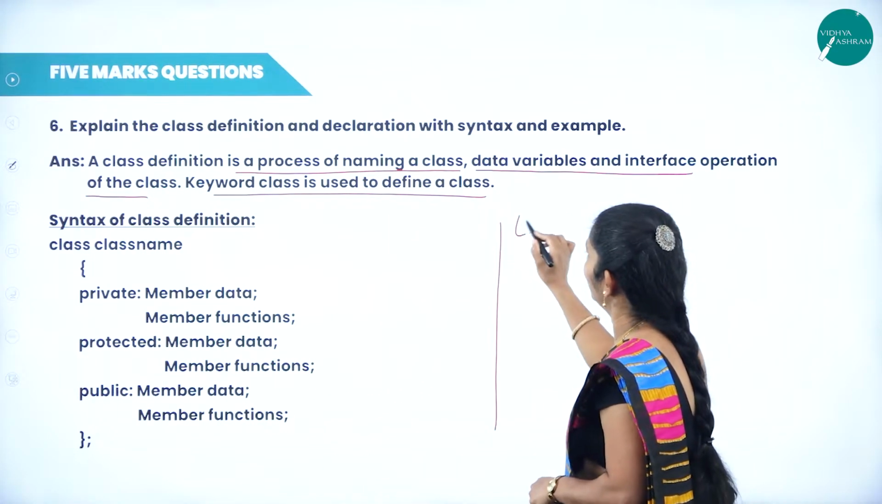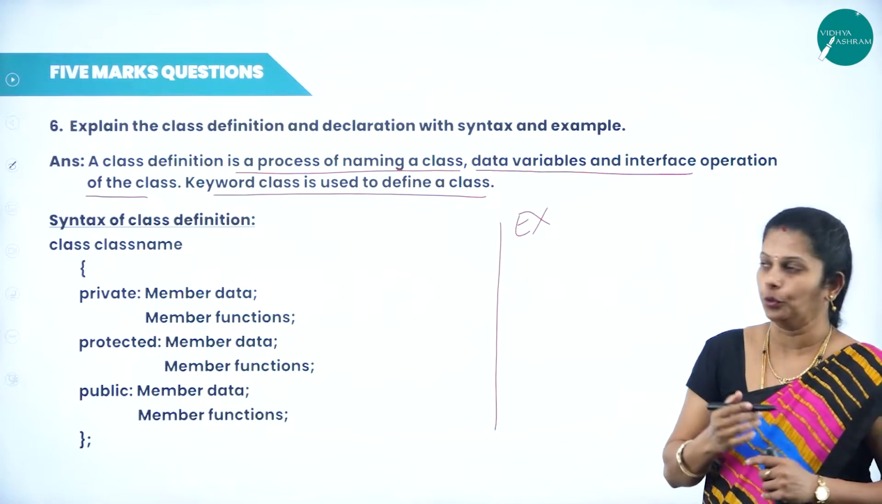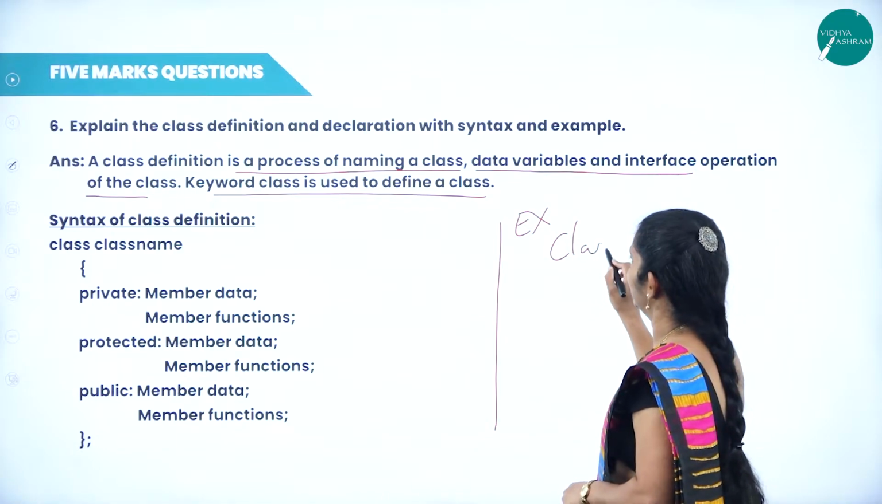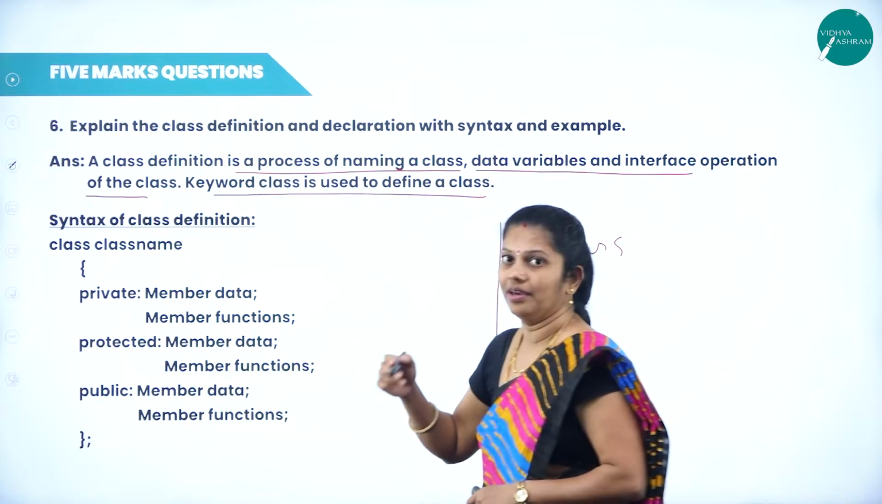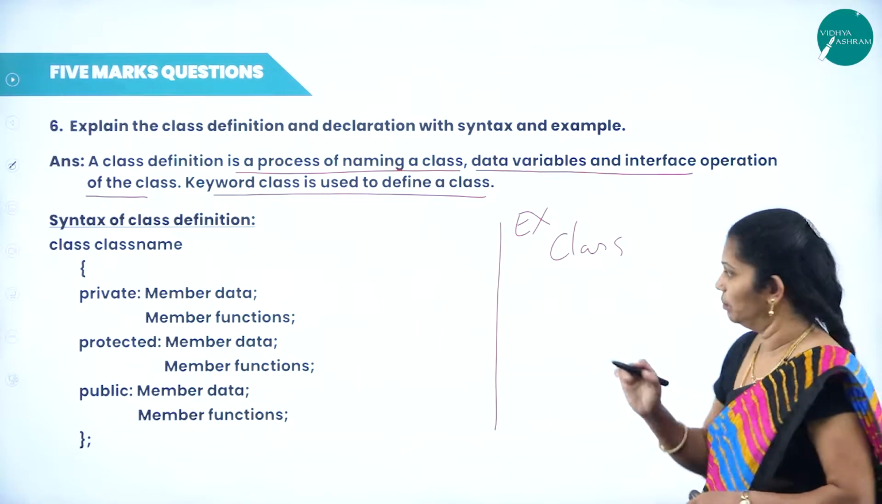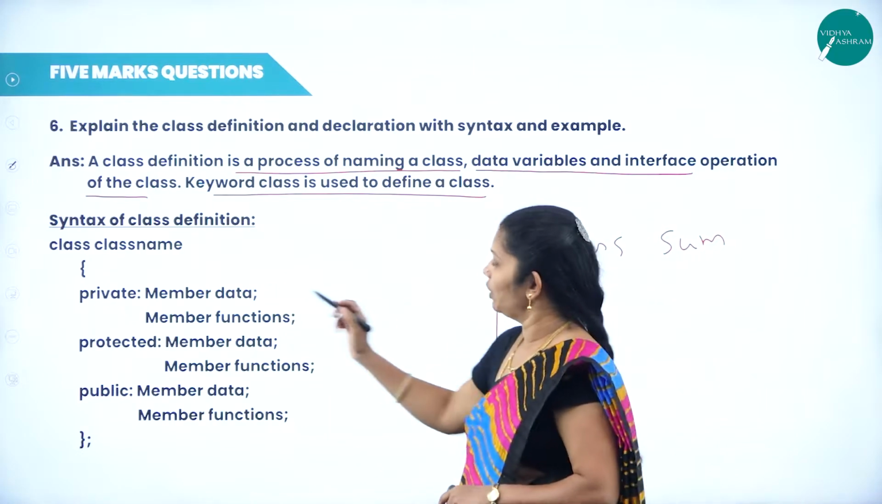For example, here I want to write a class to find the sum of 2 numbers. Then class is the keyword. Afterwards, next you have to write the class name. Here, for example, I want to perform addition of 2 numbers. Then for the class name, for example, I am going to give it as sum. Then open the flower bracket.